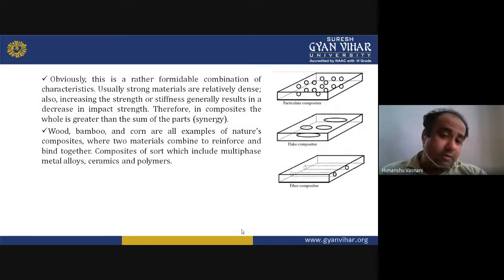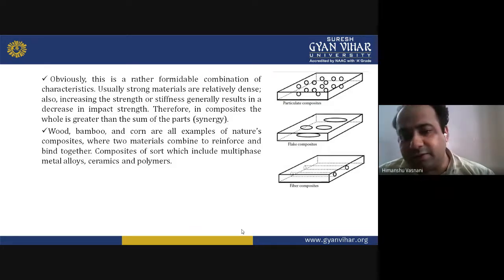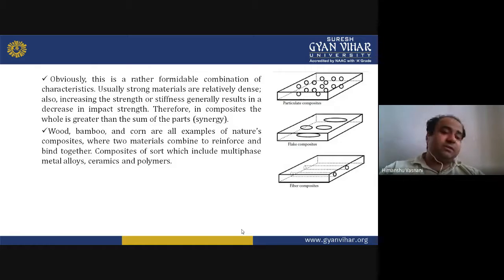Usually strong materials are relatively dense. Also, increasing the strength or stiffness generally results in a decrease in impact strength. So therefore, in composites, the whole is greater than the sum of the parts. When we talk about composites, the whole is greater than the sum of the parts.